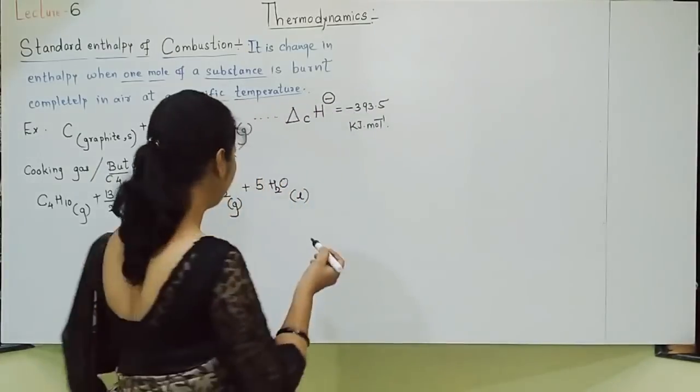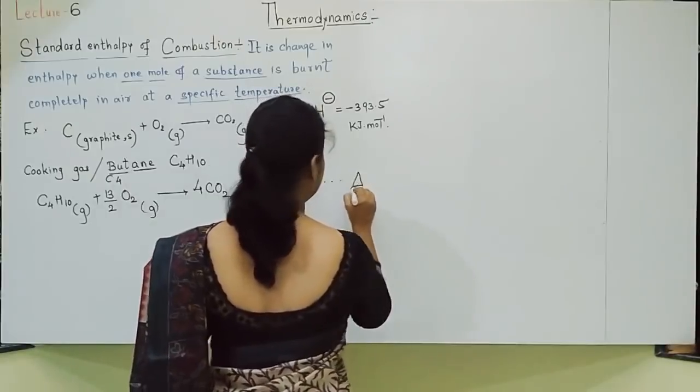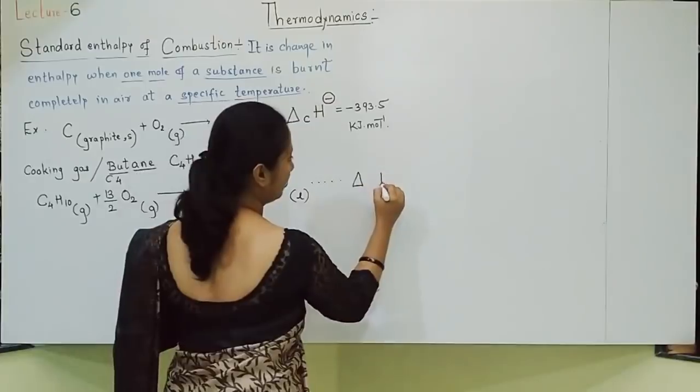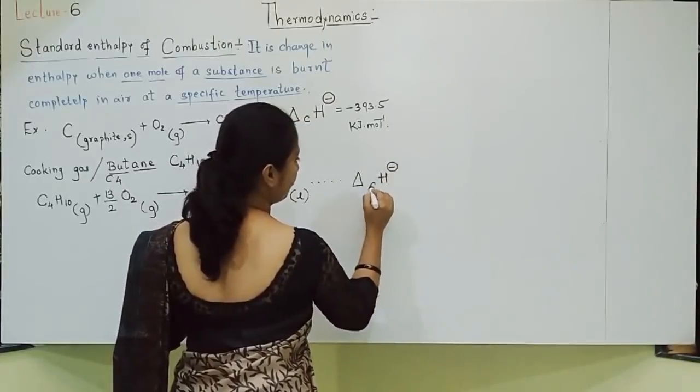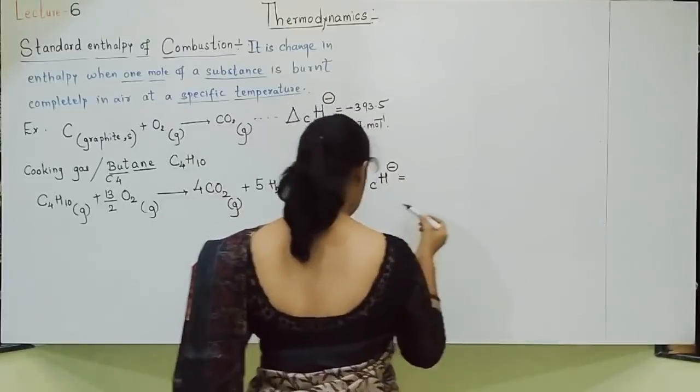Okay. What is the value for this? How should I write? See, delta enthalpy standard for combustion. Okay. This value, let us write.